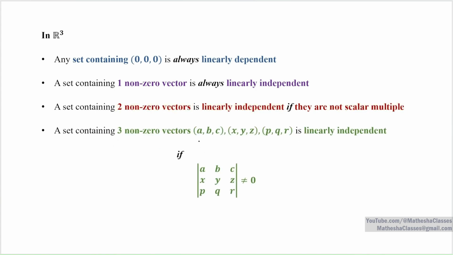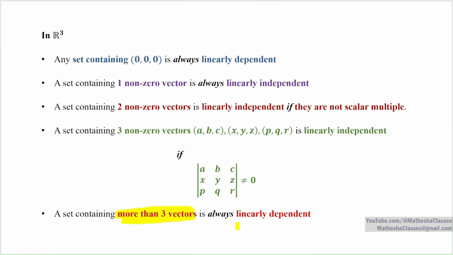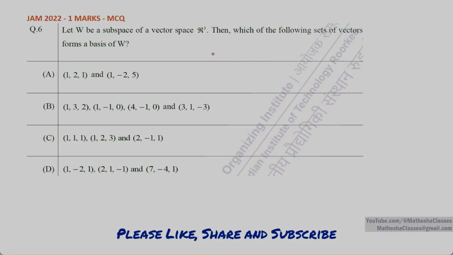Next, let us come to the case of three non-zero vectors. Now, suppose S is a set containing three non-zero vectors (a, b, c), (x, y, z) and (p, q, r). Now, this set of vectors will be linearly independent if this particular determinant is giving you a non-zero value. And finally, if your set has more than three vectors, then this set will always be linearly dependent.